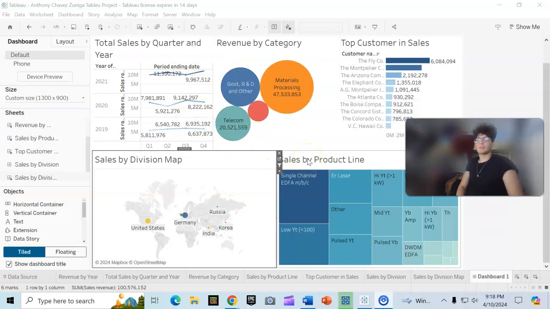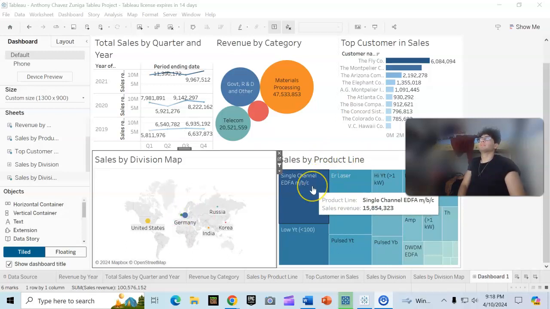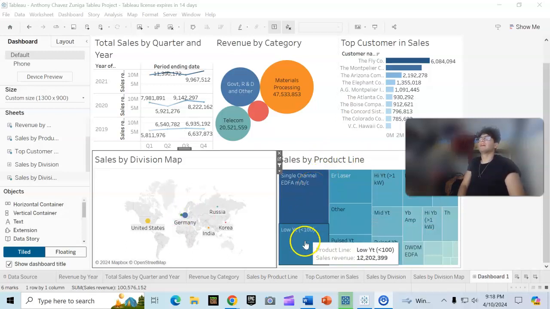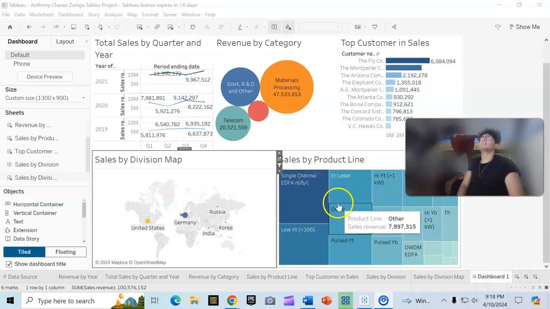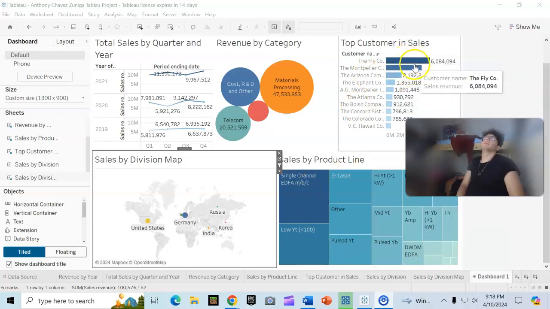You can see again where we have the biggest market, which is Germany and the United States, followed by the United Kingdom, and which products produce the most, which are single channel EDFA, low YT, ear laser, and such. We can see overall who the top customer is, which is Flyco. So this dashboard can help answer many different questions depending on the needs.